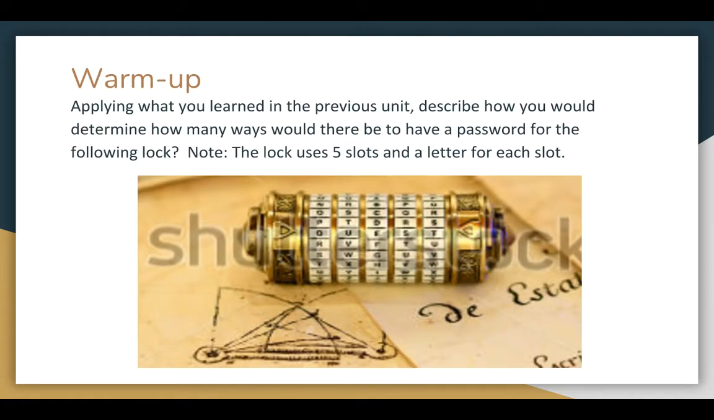So warm-up question, applying what you learned in the previous unit, describe how you would determine how many ways there would be to have a password for the following lock. So the lock uses 5 slots, a letter for each slot, only capital letters. How would you figure that out? And we'll actually come back to that question.